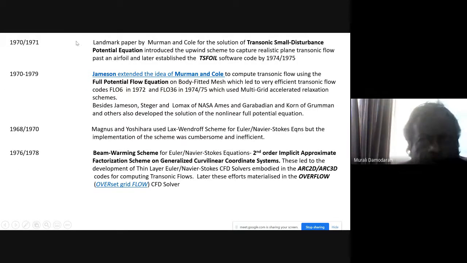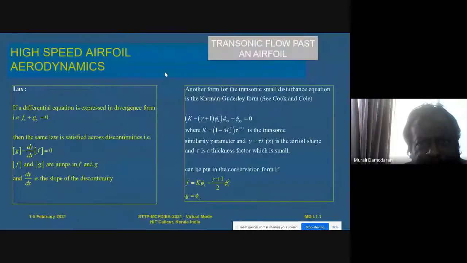Then in 1971, you have the landmark paper on the TSD, and what followed after that was an explosion. Jameson basically extended the idea of Murman and Cole, because Lax, in his forays into conservation laws, said that you have to put the differential equation which you're solving in conservation form. So if I have an equation like this, then the same law will be satisfied across the discontinuity. These are jumps in f and g, and dy/dx is the slope.